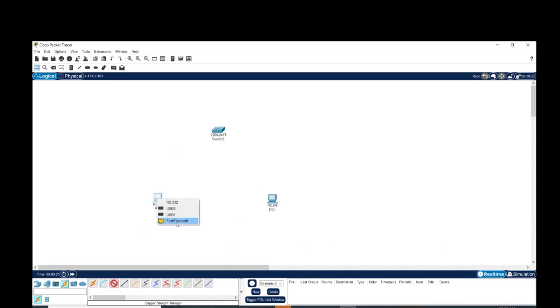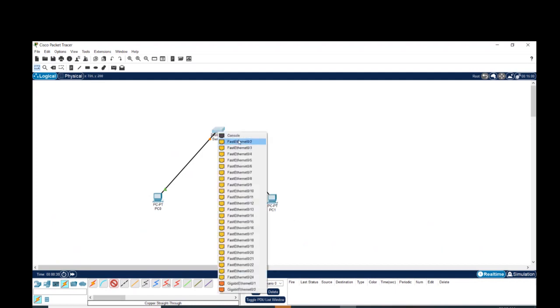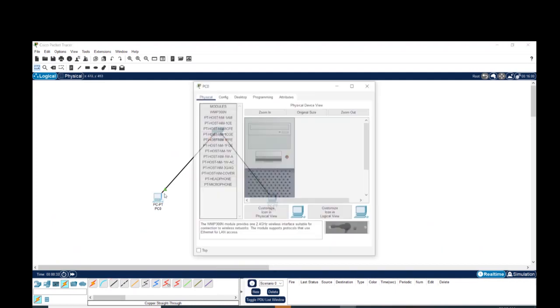Straight through, fast Ethernet, switch, fast Ethernet, fast Ethernet, fast Ethernet 2. Okay.